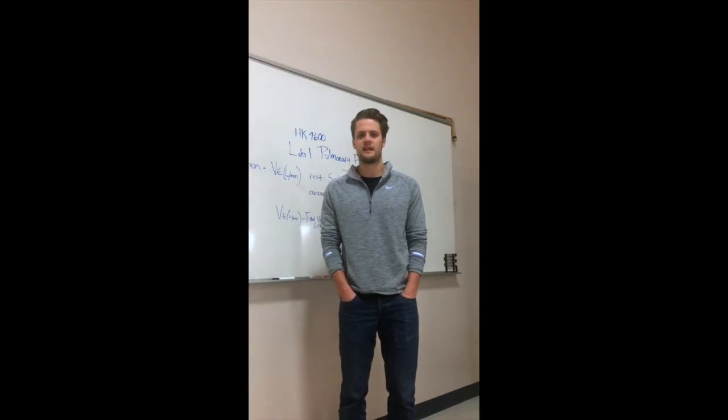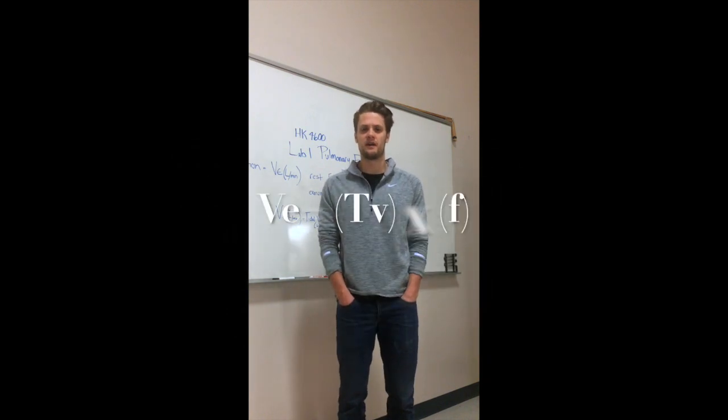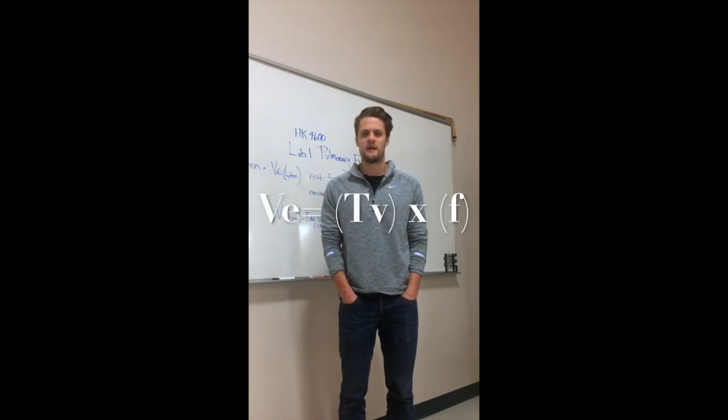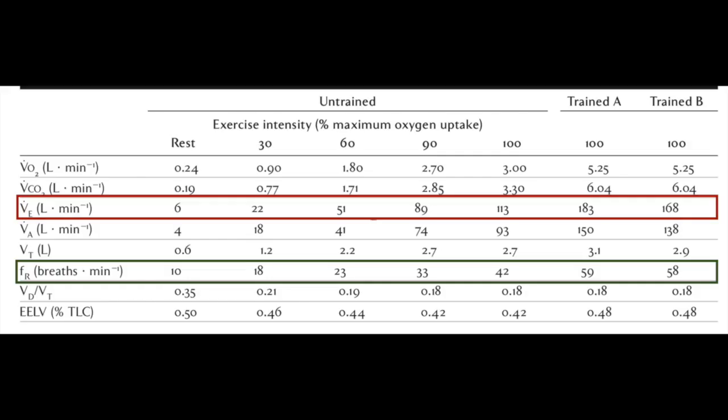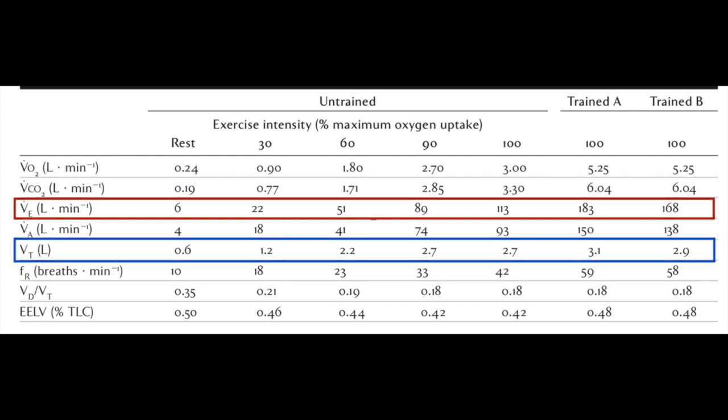Now, ventilation is the product of what we call tidal volume and frequency. Tidal volume is the amount of air a person inhales in each breath, and that's multiplied by the frequency, which is how many times you inhale every minute. So therefore, ventilation equals the tidal volume times frequency. Frequency at rest is about 10 breaths per minute, but at exercise can actually increase to 60 breaths per minute, while tidal volume at rest is about 500 milliliters per breath, but at exercise can actually get up to 3 liters per breath.